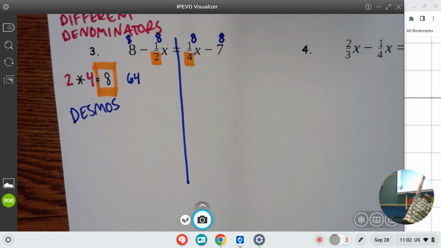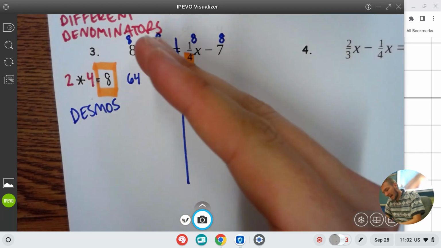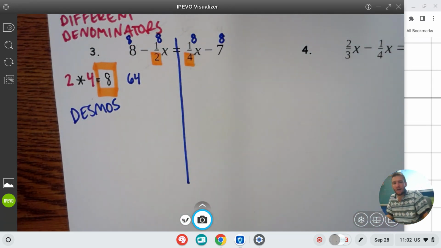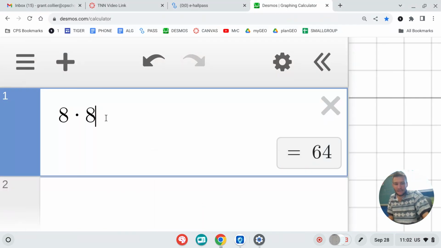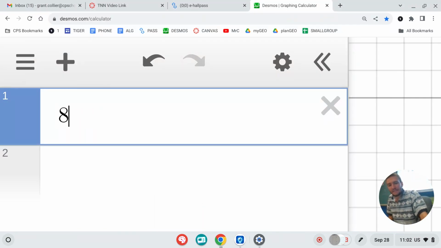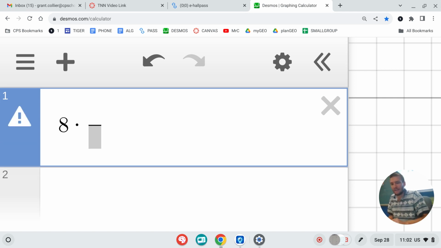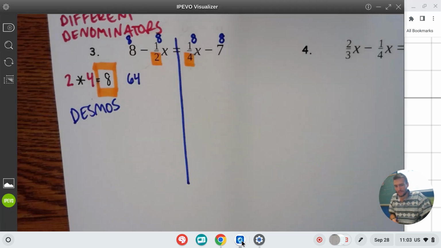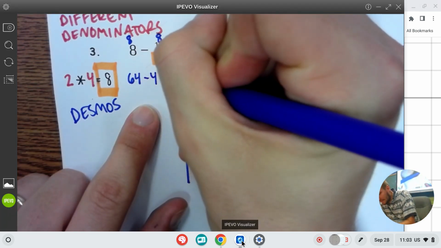Okay? When we're working on the second term, 8 times 8, we did that. Now we have this guy. We have this second term. We need to do 8 times -1/2. They do not cross out. We need to go to Desmos and type it in. 8 times divide. And if you set it up like that, that's going to give you 8 times a fraction. When we type that in, -1 on top of 2, it tells us -4. And so -4 needs to be this term.